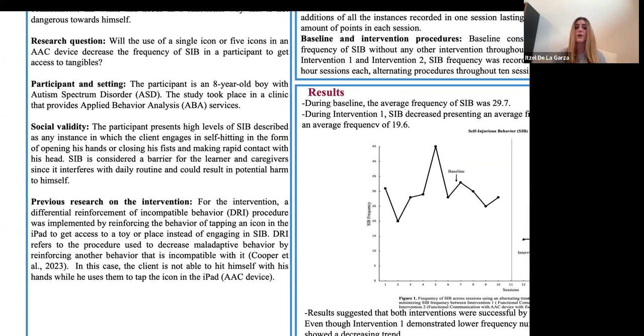And for previous research on the intervention. For the intervention, of course, I used functional communication training, but also it was a DRI. What does this mean? A DRI is a differential reinforcement of incompatible behavior procedure. So this consists on reinforcing a behavior that is non-compatible with the maladaptive behavior that we don't want.